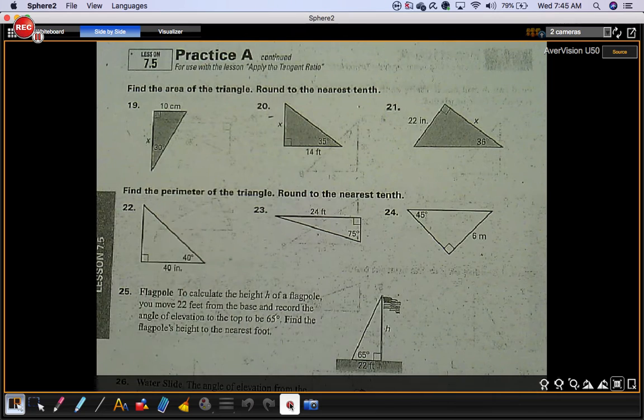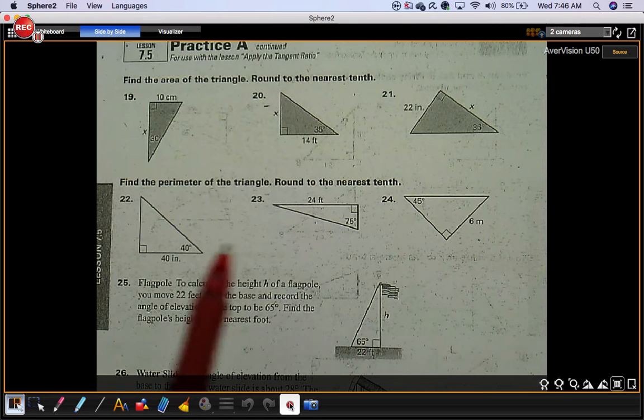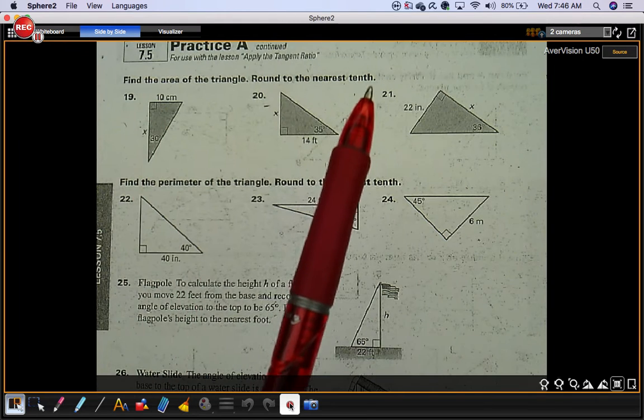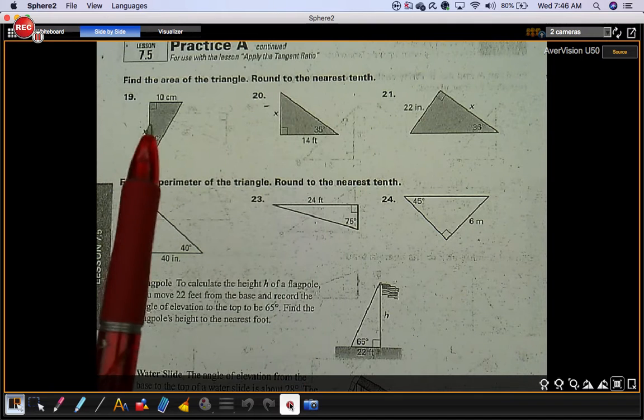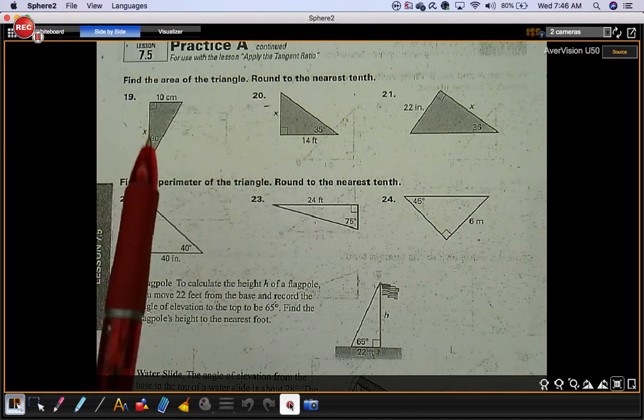Practice A for section 7.5. We're going to look at these exercises. We're going to find the area of a triangle. Round to the nearest tenth, it says. We'll round to the nearest hundredth. We need to find this leg length if we're going to find the area of a triangle.